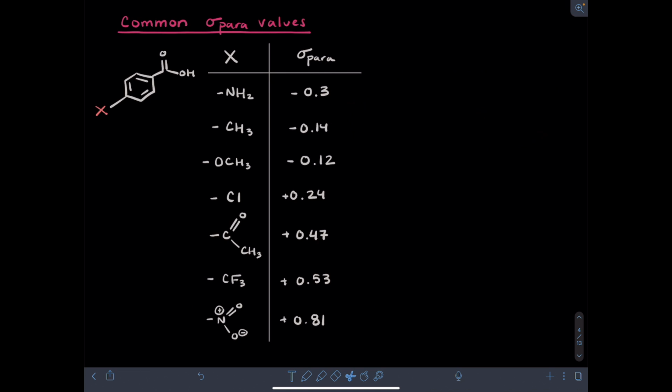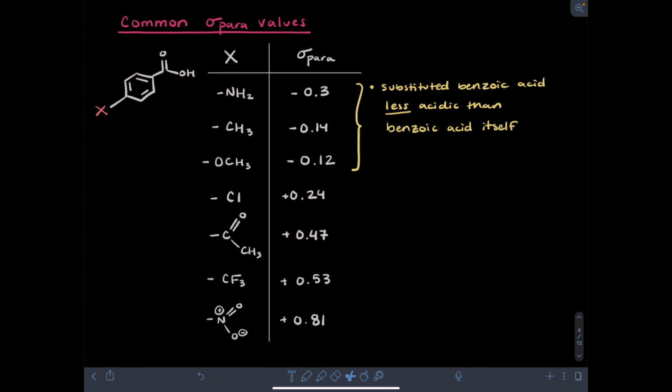Here's a table of some common sigma values for benzoic acid derivatives, where the X group is at the para position relative to the carboxylic acid. There are two general classes of substituents here. For ones with negative values for sigma, that means that the substituted benzoic acid with the X substituent is less acidic than the benzoic acid by itself. And this will be the case if you have electron donating groups. These could donate electron density to the ring, either through resonance or induction.